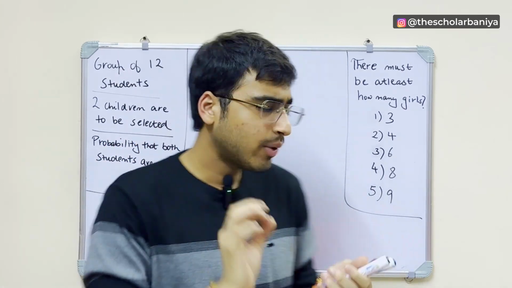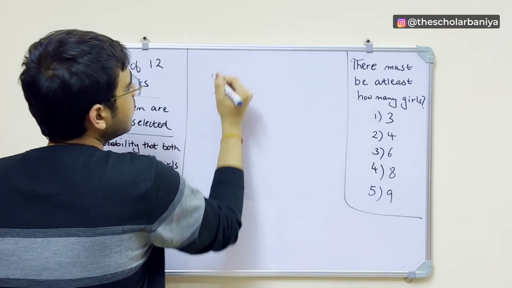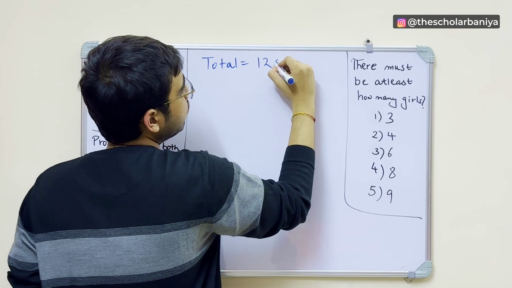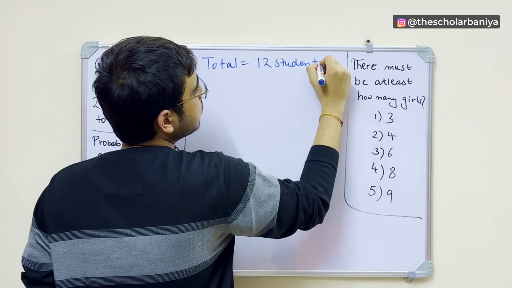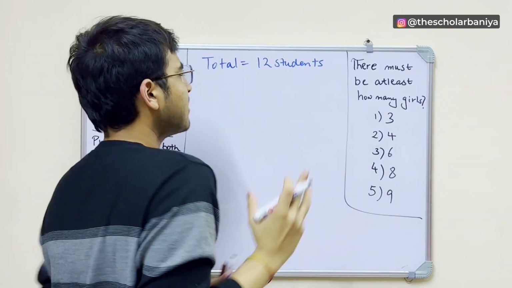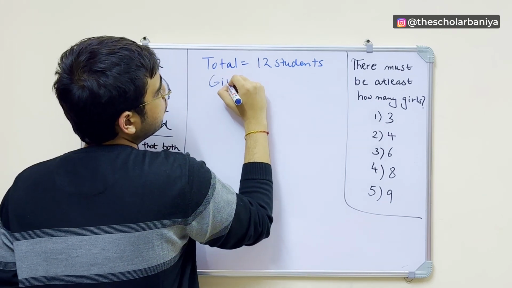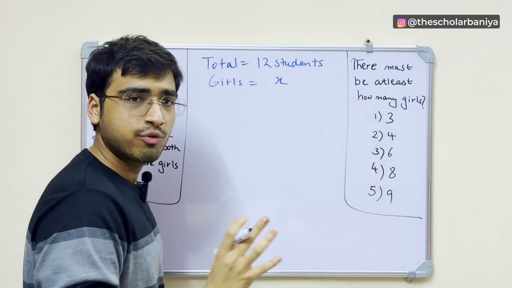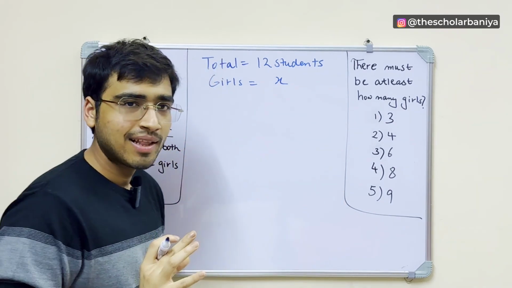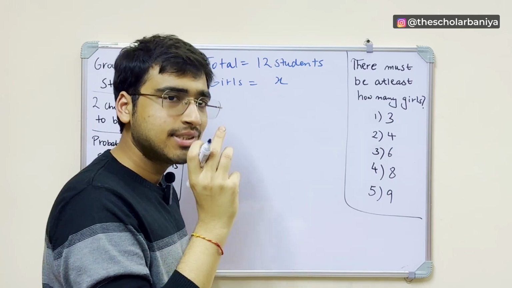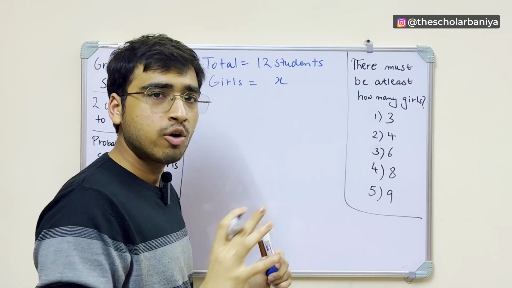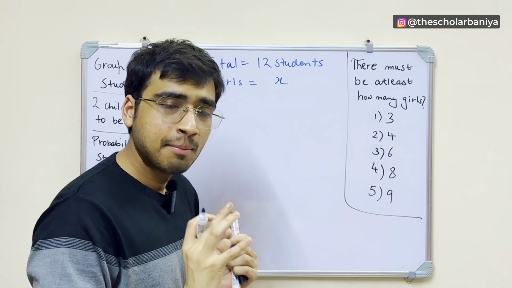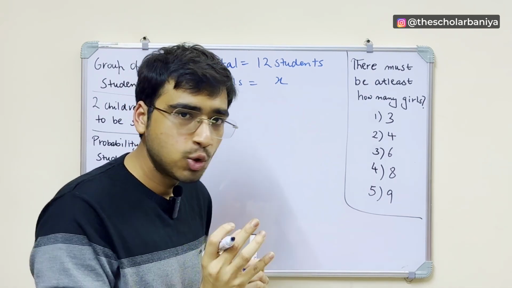So tell me one thing, that we know that there are a total of 12 students. Let's assume that, for example, the number of girls is equal to X. We don't know how many girls are there. Let's assume the number of girls is X, right? So if we have to select two students out of the total number of 12 students, how many possible ways are there? The number of possible ways is 12C2, right?